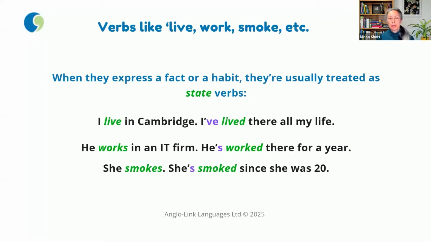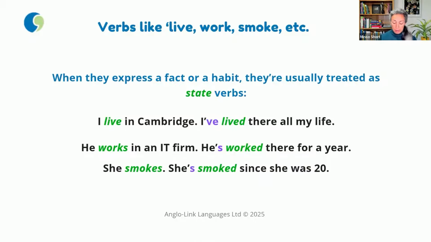Right. The next point I'd like to mention about these two tenses are with verbs like live, work, smoke, etc. When these verbs express a fact or a habit, they're usually treated as state verbs. So, for example, you would say, I live in Cambridge, if that's your permanent place of residence, rather than I'm living in Cambridge. So I live in Cambridge, and also it's better to use the present perfect simple. I've lived there all my life. Or he works in an IT firm, a fact. He has worked there for a year. So simple forms. She smokes, a habit. She's smoked since she was 20.